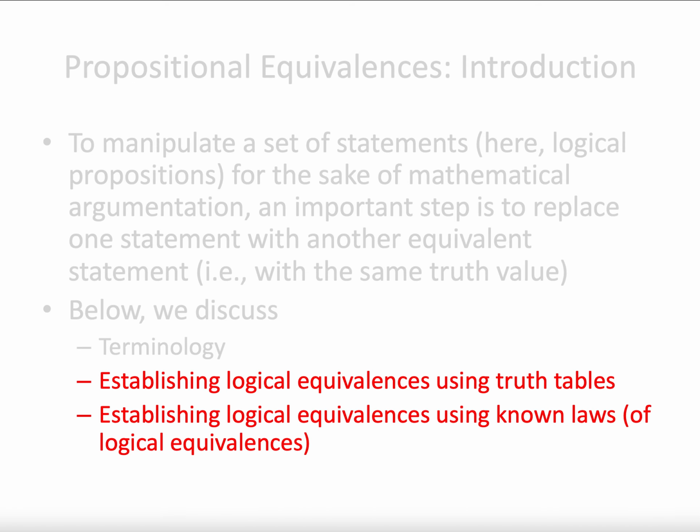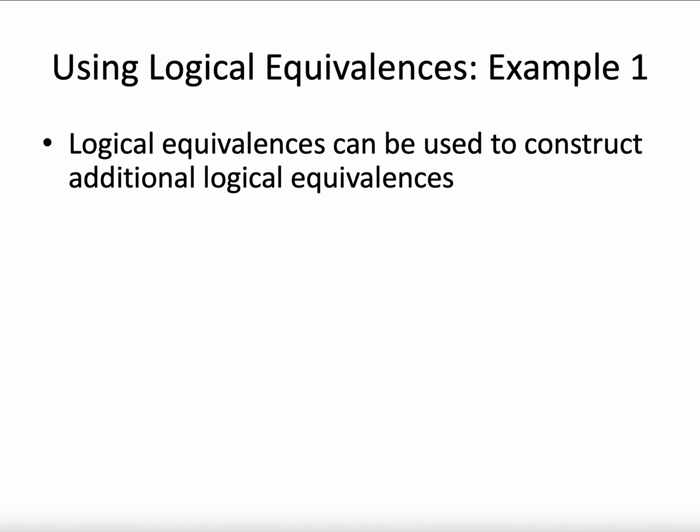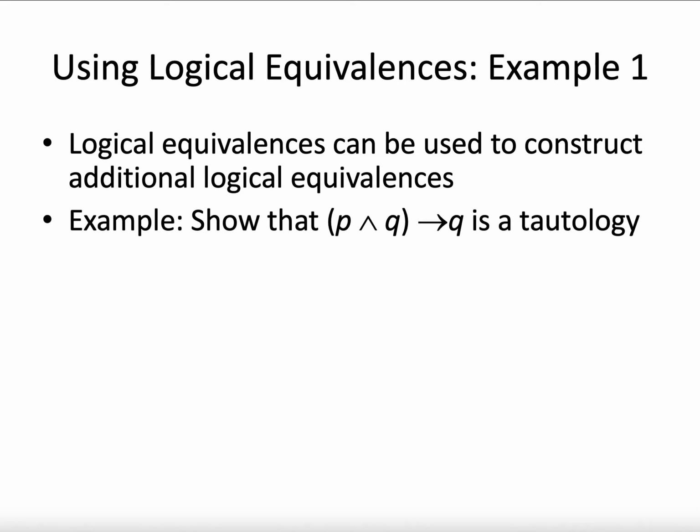Now, when you have different propositional equivalences, you establish them by using truth tables or using known laws. We're going to go through the known laws in a little bit, but let's look at example 1. So if you want to show that P and Q implies Q is a tautology, the way we're going to go about the steps, that's our given statement, P and Q implies Q.